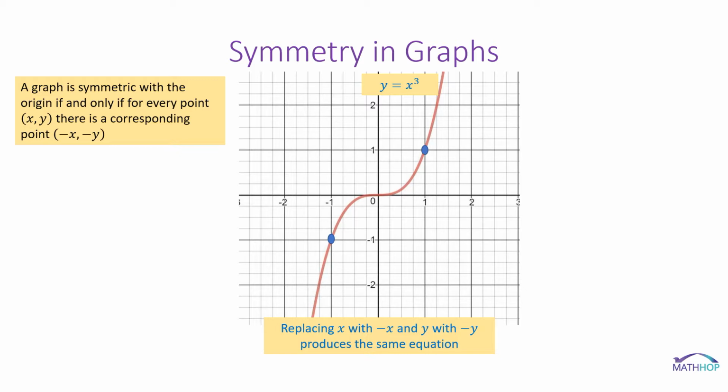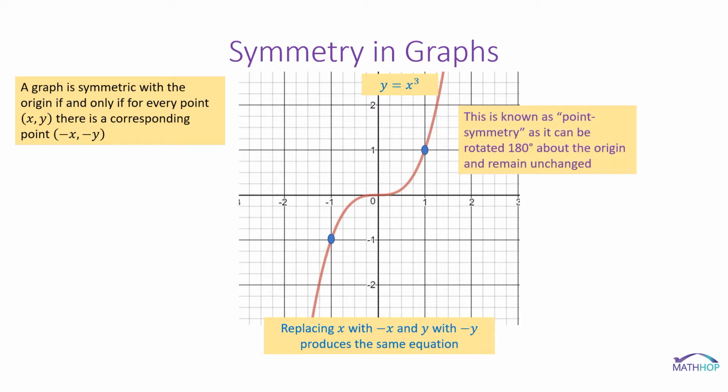All right, now this is not line symmetry. This clearly doesn't look like it's folded. This is point symmetry, as it can be rotated 180 degrees about the origin and remain unchanged. And it too has a specific name.